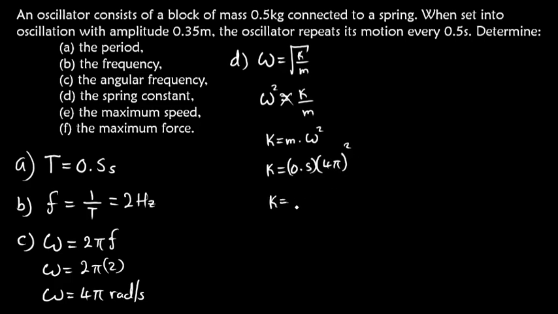So let's see what we get as a value of k. So 4 pi squared multiplied by half. So our spring constant is 78.96 newtons per meter.